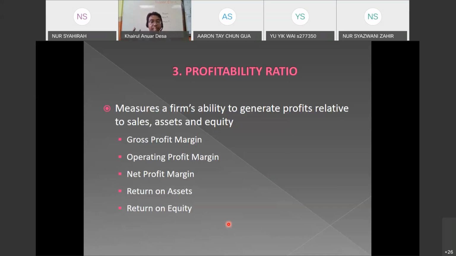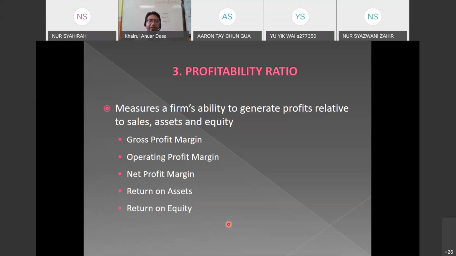Kemudian dapat jawapan, you have the answer. Okay, and then give the meaning to the number. Give the meaning to the answer. Okay, beri sebab benda ini result yang kita dapat itu baik atau tidak baik. Kalau tidak baik, kenapa? Kalau tidak cukup bagus, kenapa? Kalau bagus, kenapa? Berikan sebab and justify your answer.